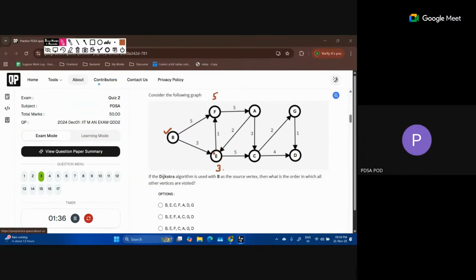Now what will I do from E? This is one edge going out of E. So this will be 3 plus 1, 4, less than 5. So I will change it to 4. Then I have 5 over here. 3 plus 5 will become 8. So I will put 8 here. There are no other edges going out of E. So now E is done, put a big tick mark over it.